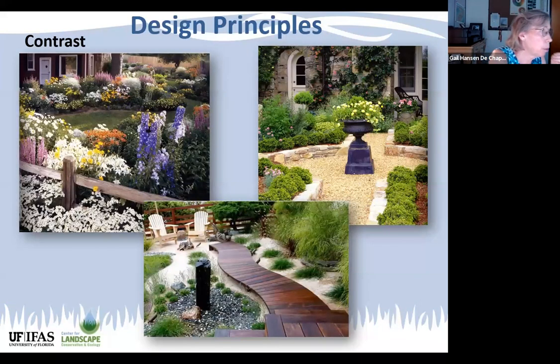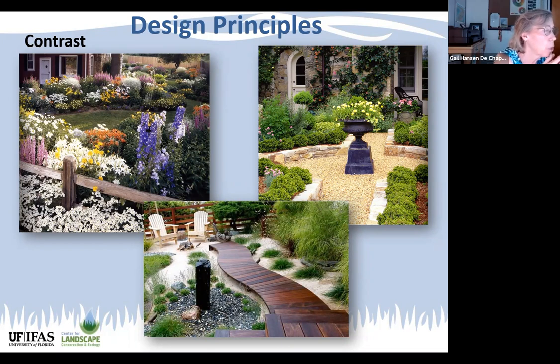Let's look a little bit closer at these design principles. Number one, contrast. Like I said, contrast can come in many different ways, so here are three different examples. You might have contrast in color. So, a very colorful garden here. I also want to point out that there's a lot of white flowers in this garden. White is the most common flower color, and the magical thing about using white is it makes all your other colors look really bright and really nice.